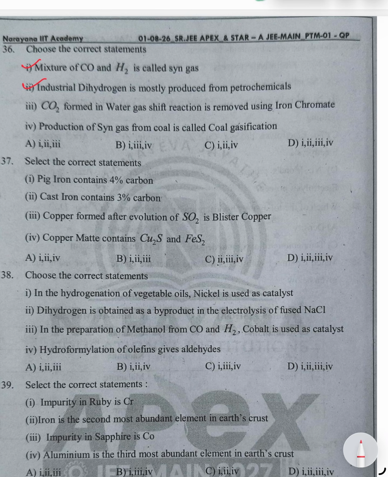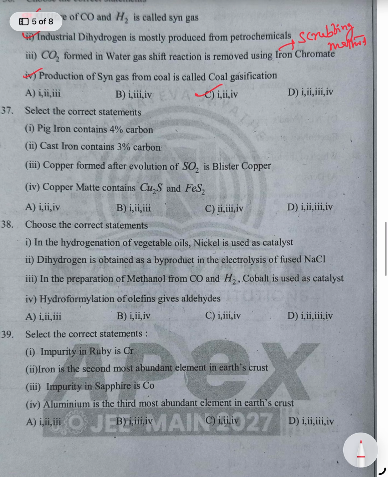Carbon dioxide formed in water gas shift reaction is removed using iron chromate. Right, this is a wrong statement. Actually, whatever the carbon dioxide is formed, that can be removed by scrubbing method. Right, generally sodium arsenate is used. This is not by water shift reaction, it is by scrubbing method. Wrong statement this is. Next one is production of syngas from coal is coal gasification. This is also correct statement. So first, second and fourth, C is the correct one.